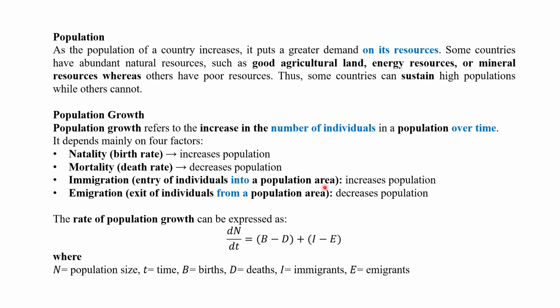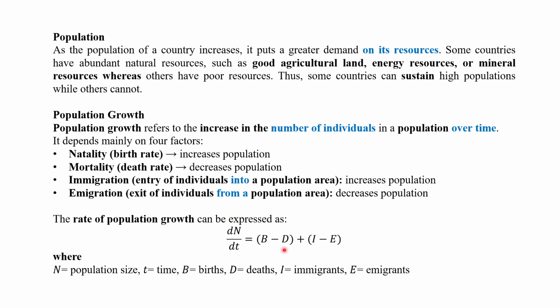into a population area. It happens when people from other locations join a particular location or city, and the population increases. Emigration means exit of individuals from a population area. That means if the population from a particular area is going to exit or relocate, in that case the population of that area will decrease. So the rate of population growth can be expressed by this equation.